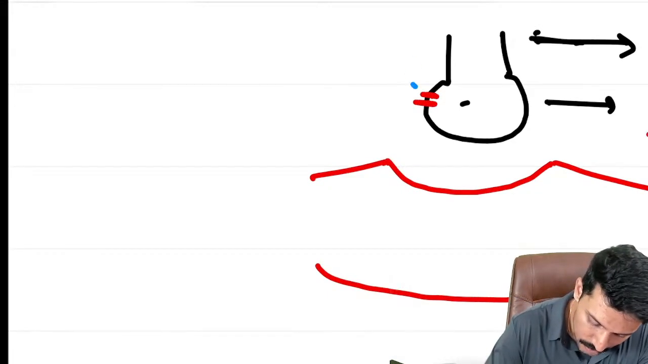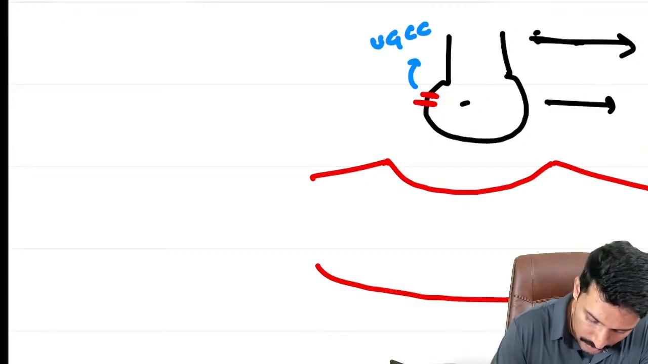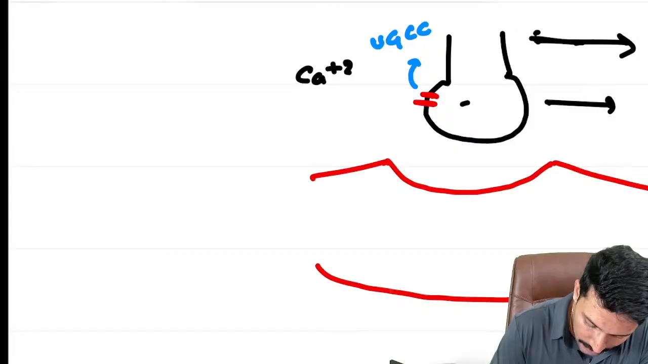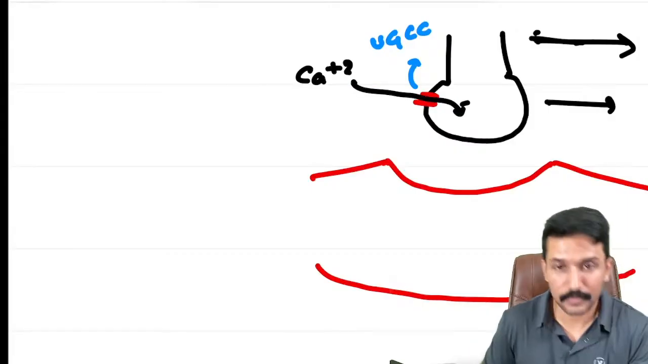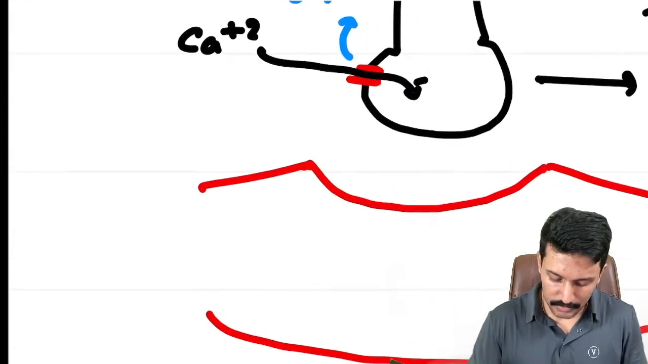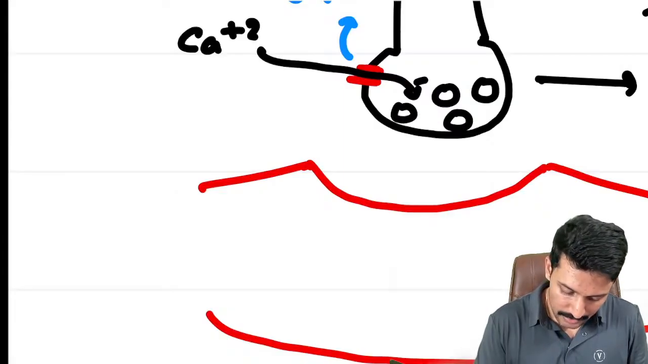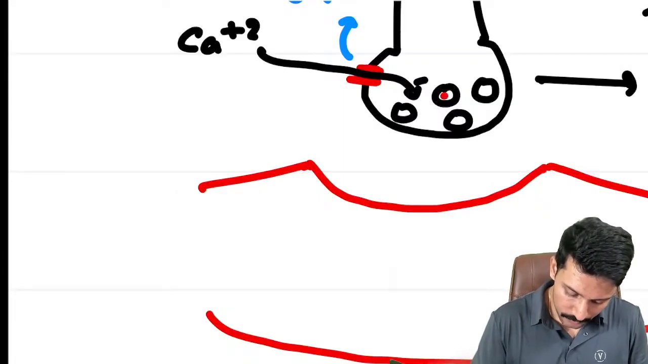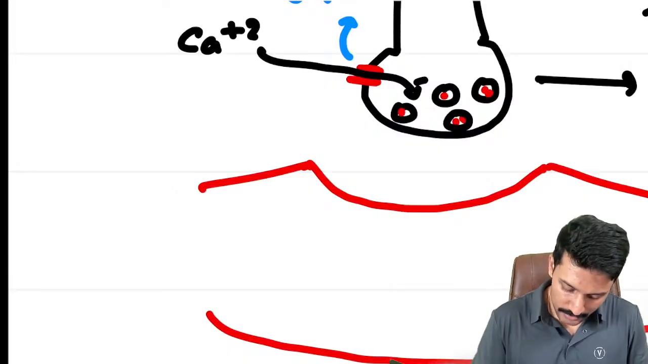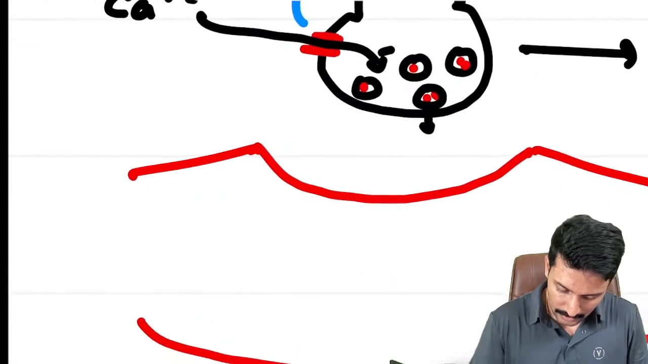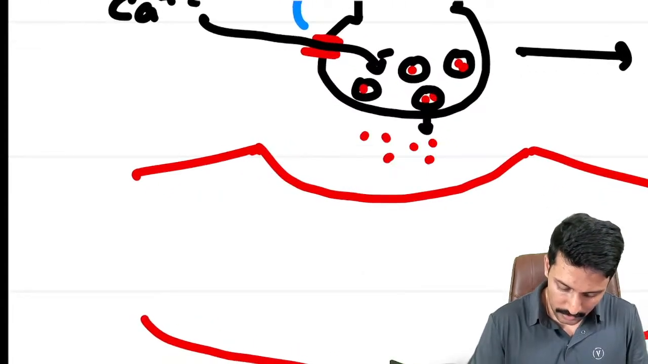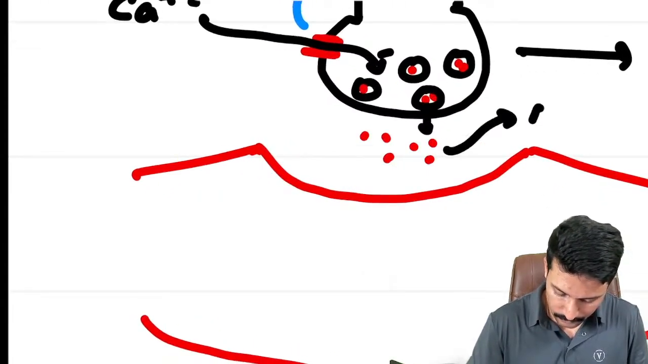Once it brings it to the nerve terminal, here we have these specialized gates which we call voltage gated calcium channels. So what are these? Voltage gated calcium channels. These allow the entry of calcium into the nerve terminal. Once the calcium comes into the nerve terminal, we have vesicles which contain acetylcholine stored in them. The acetylcholine containing vesicles degranulate and release the acetylcholine.